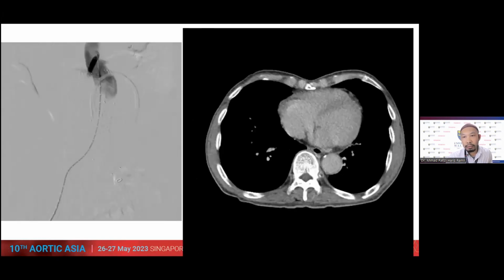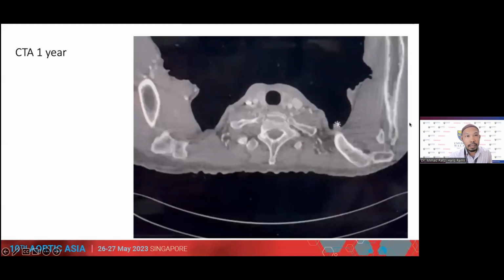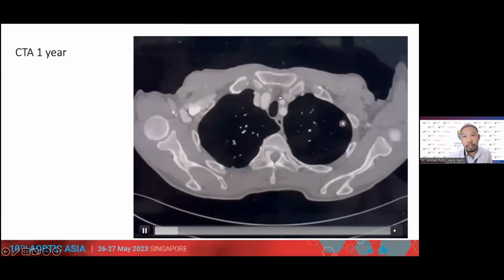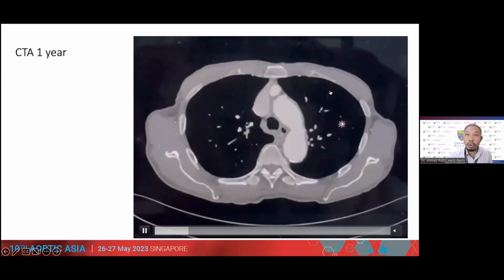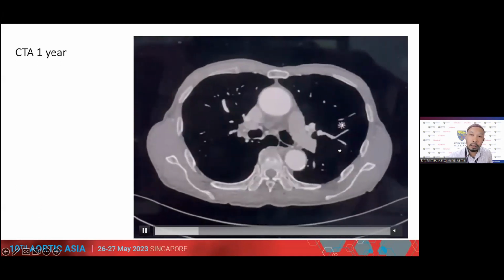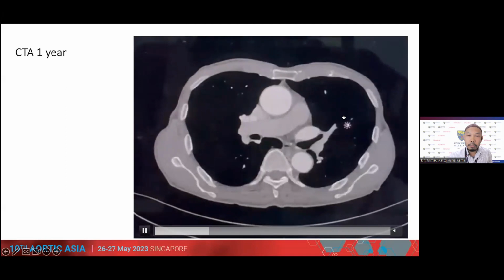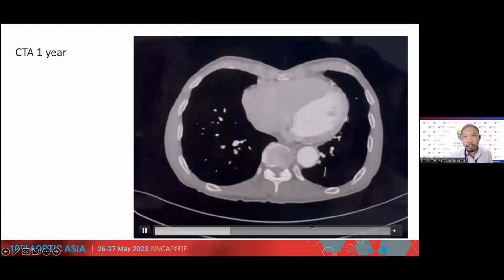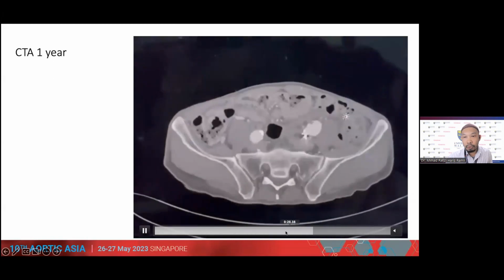So that's the post-op CT scan. And then this is at 1 year CT scan. We did this under local anesthesia. Nowadays, we can do EVAR under local anesthesia as well, provided the anatomy permits it. Okay, so this is a 1 year CT scan. Maybe I can just forward.